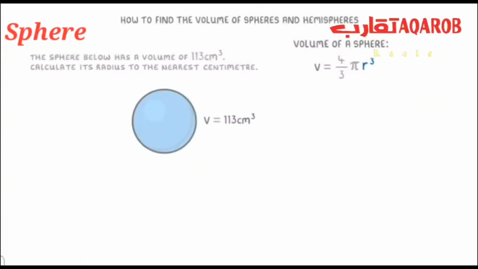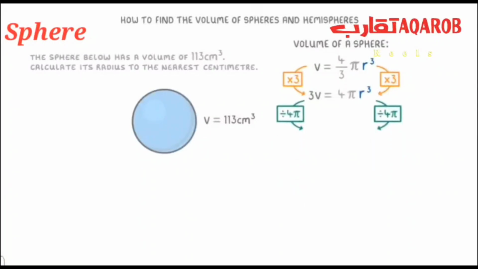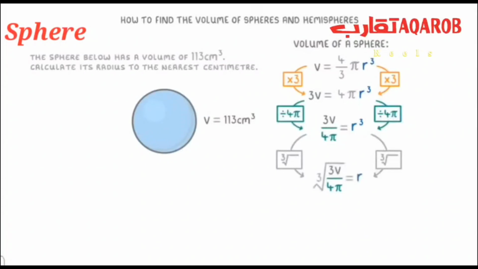So the first thing that we're going to need to do is rearrange the formula to get the r by itself. To do this, we can multiply both sides by 3 to get 3v equals 4 pi r cubed. Then divide both sides by 4 pi to get 3v over 4 pi equals r cubed. And then finally cube root either side to find that the cube root of 3v over 4 pi equals r.